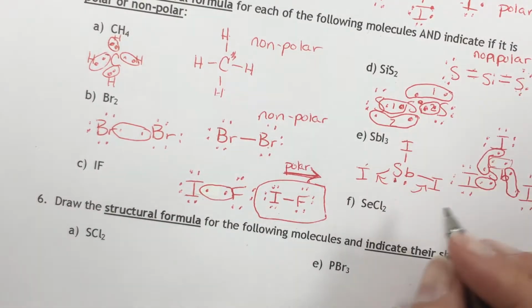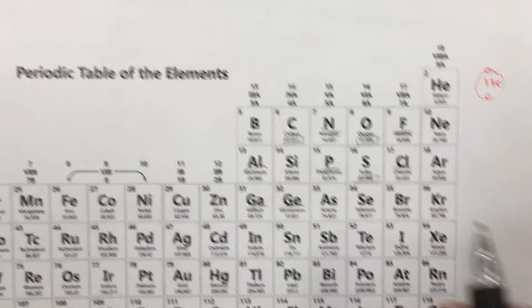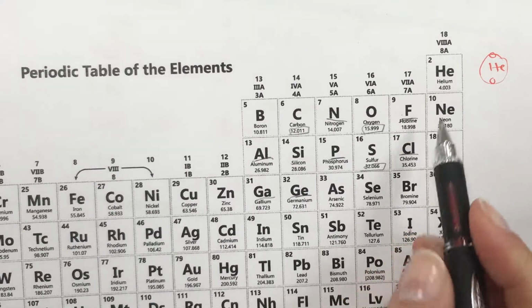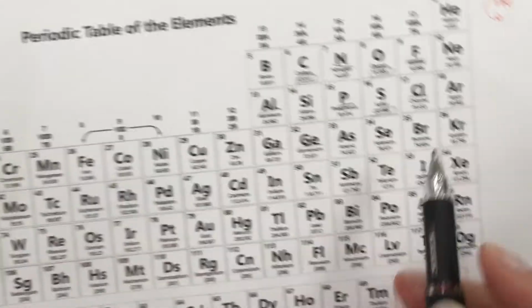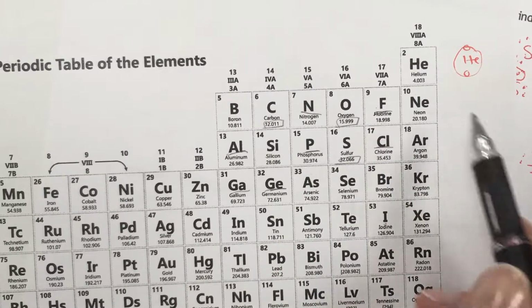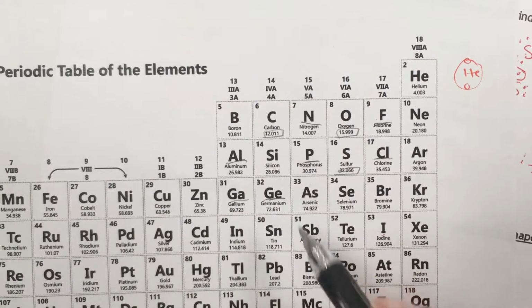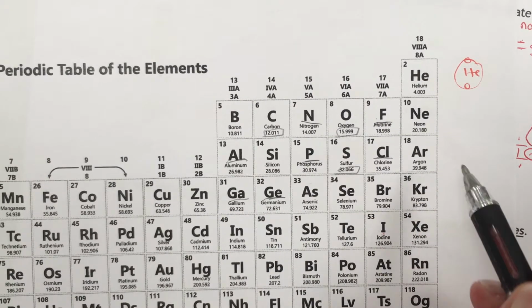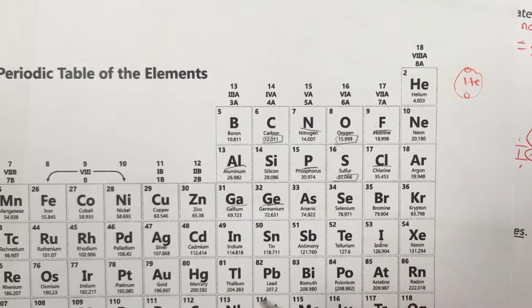Okay, so SeCl2. So Se, if you'll notice, everything we're doing is right here in this part of the periodic table, except sometimes hydrogen. And that's because we're only dealing with covalent bonding. And remember, that is only between nonmetals. So keep that in mind as I'm asking you on the test.